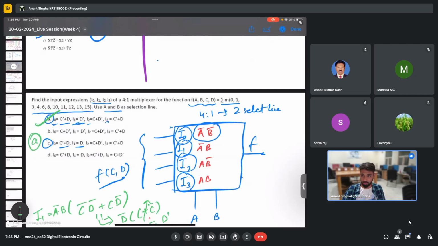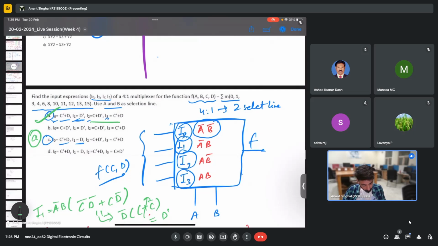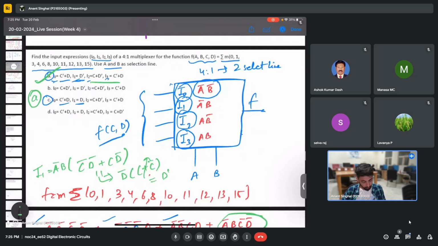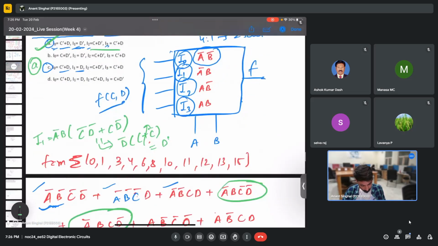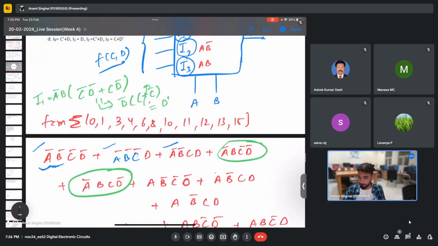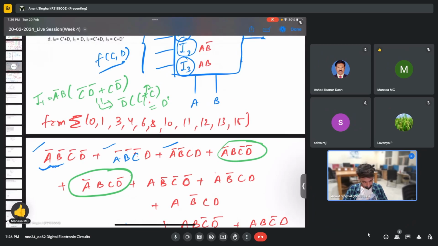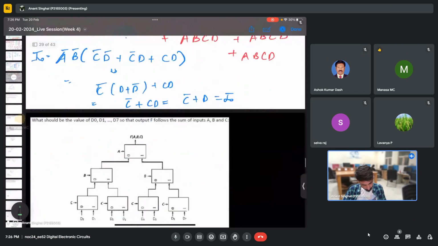We don't even need to calculate I2 and I3. They will come out to be these only. If you want to calculate this, you can do it as a homework problem. But I guess it is fine to say that this is how you do it. Is it clear to everyone? Any doubts? Is it clear? Fine. So let's move ahead now.